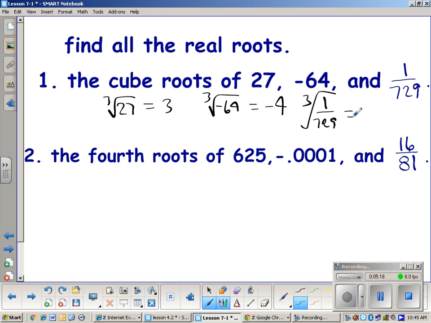And then 1 over 729. When you do a fraction, you can break it up, top and bottom. So what's the cube root of 1? 1. And what's the cube root of 729? 9? Is that true? 9, yeah. I would agree with that. So you get 1/9. Okay?